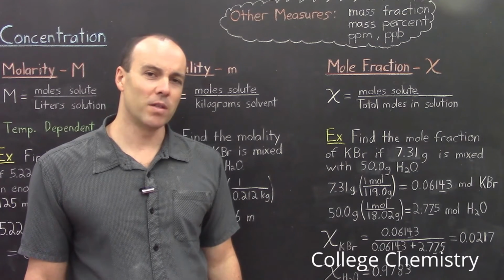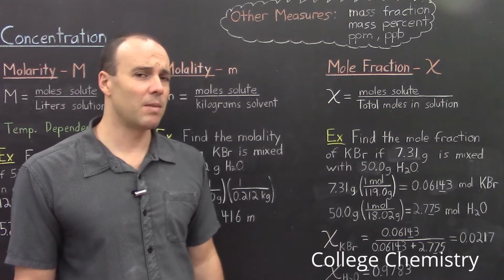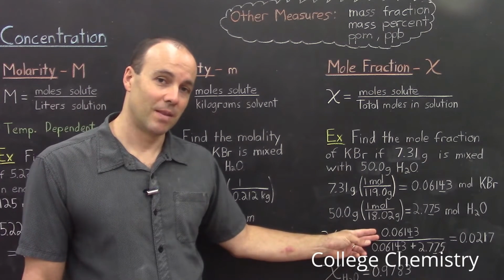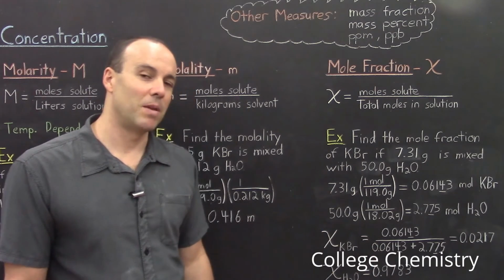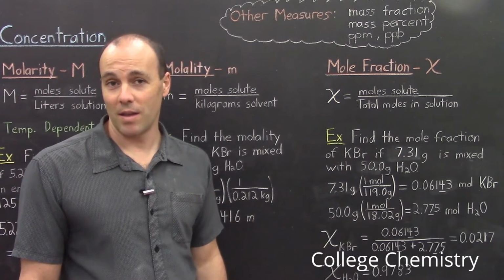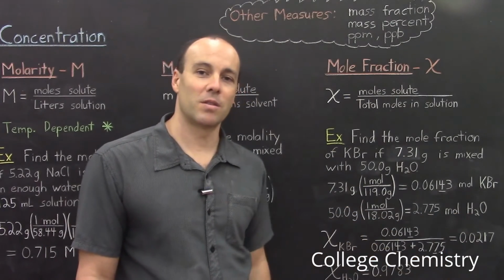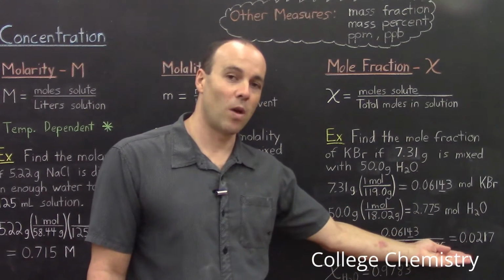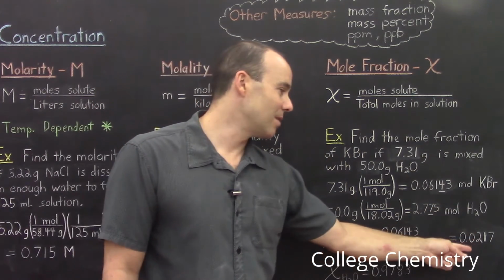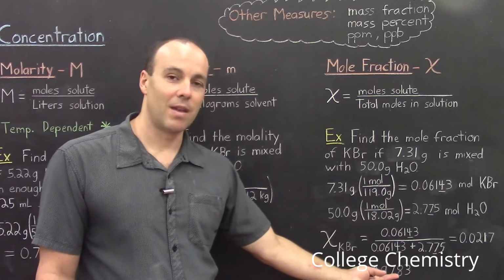Now, if you wanted to find the mole fraction, which is water, it would be done the same way, except in the numerator, it would be moles of water. But you don't really need to do that because, after all, the fractions add up to 1, and if you find one of the fractions, then the other one is just whatever you add to this to get 1. And so the mole fraction of water would be 1 minus the mole fraction of potassium bromide, and that's 0.9783.